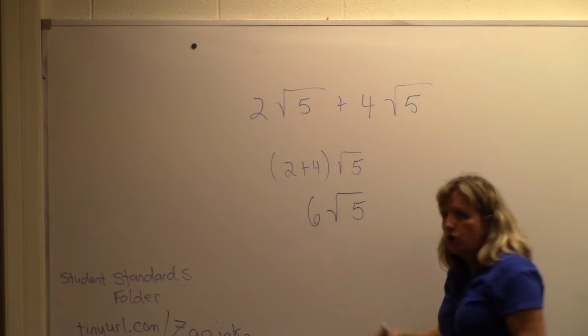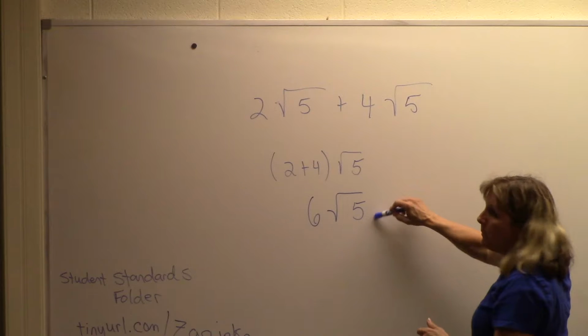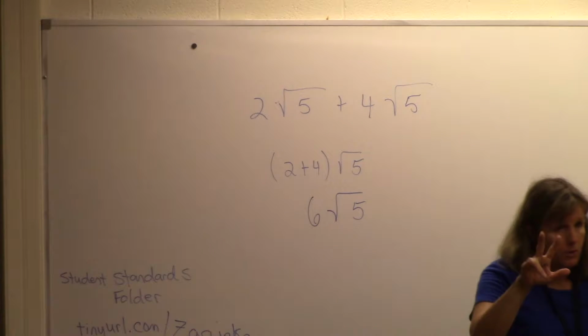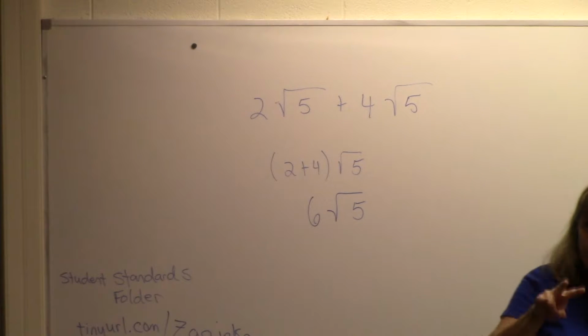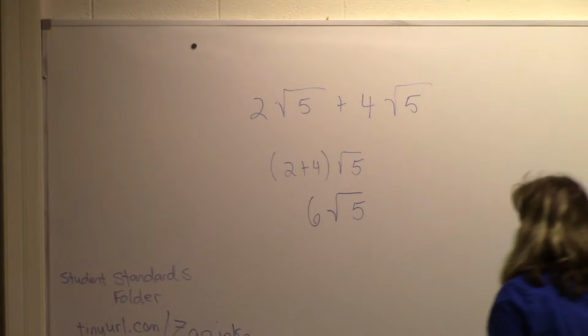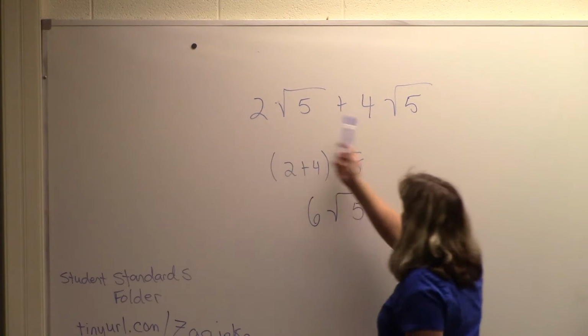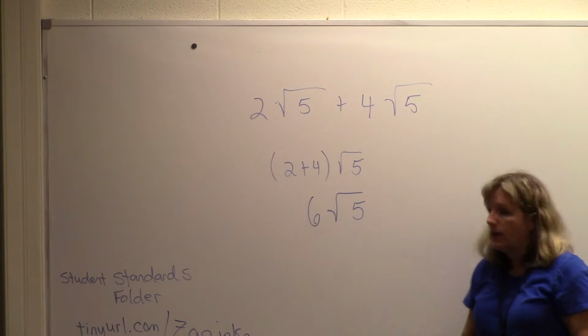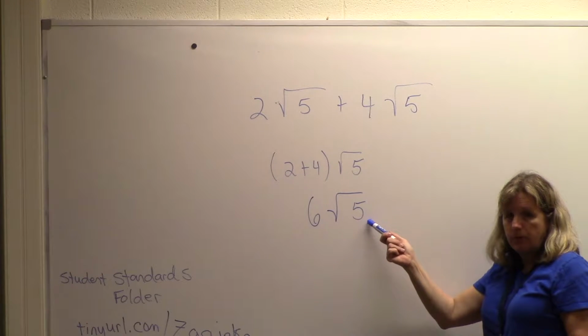So these are the rules we're going to use when we add and subtract radicals. It's different from multiplying. When we add and subtract, all we do is add or subtract the coefficients. This remains 5. It doesn't become 10.